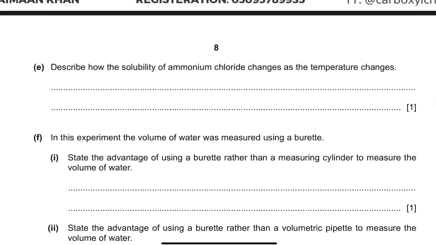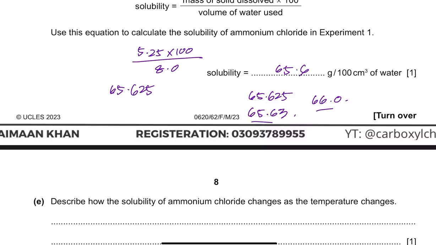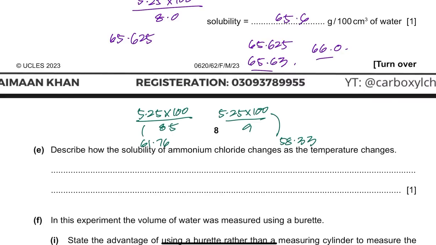Describe how the solubility of ammonium chloride changes as the temperature changes. You are asked, as the temperature is changing, how is the solubility of ammonium chloride changing? So you have to find the solubility from experiments 1, 2, and 3. For 1, it's 66 gram per 100 centimeter cube, or you could say 65.6. For experiment 2, we use the same formula, 5.25 times 100, and for experiment 2 we use 8.5 centimeter cube of water. In experiment 3 we used 9 centimeter cube. If you find the solubility from this, you end up with 61.76, and in this case 58.33, and in the first experiment you ended up with 66.